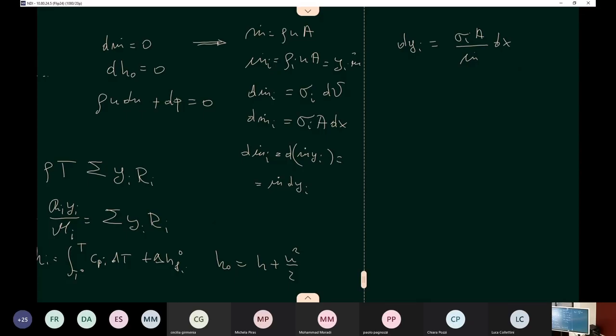Okay, so we have this additional equation to be considered to change our mass fractions. We have the above equations, which are the same as before with the warnings that I mentioned, and this one more. So in case of frozen flow, we have that this dy is zero. In case of equilibrium flow, we have that the sum of gi dyi is equal to zero.